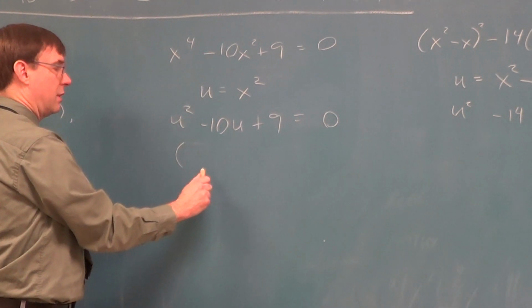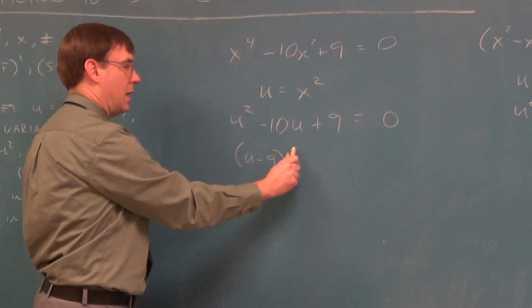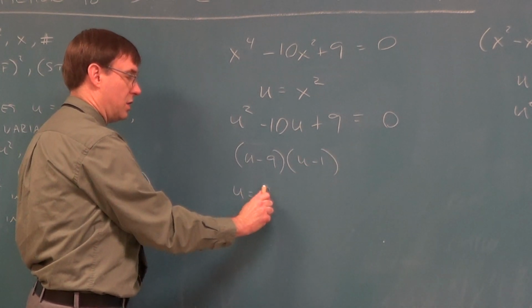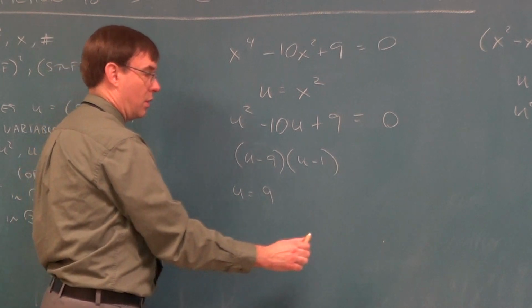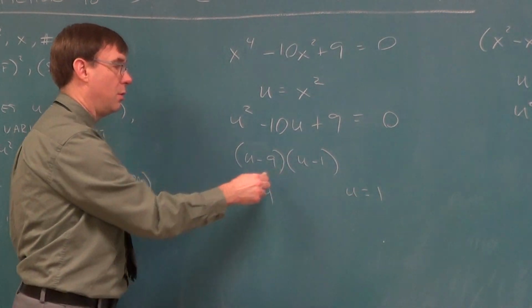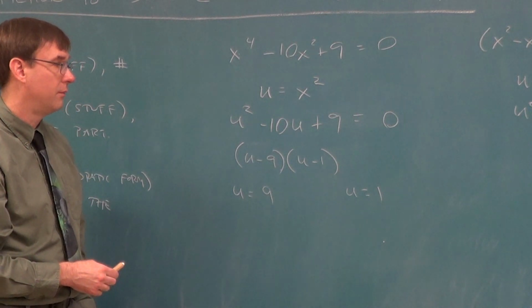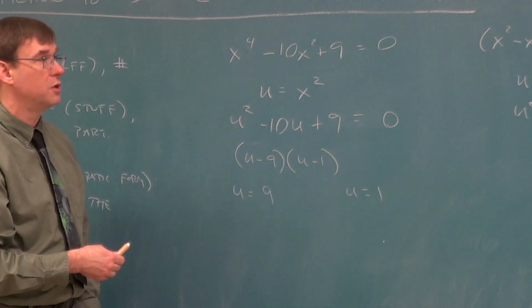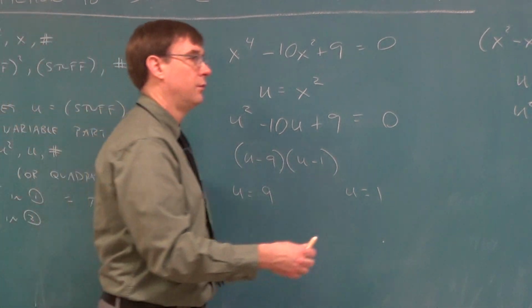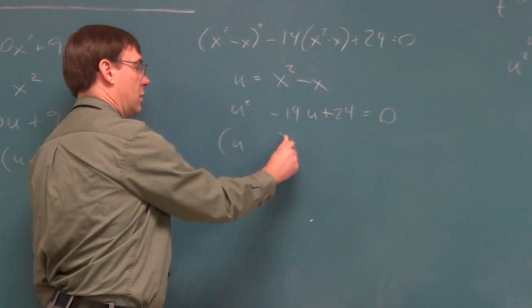But if I factor this, it's going to go u minus 9, u minus 1. And that would tell me that the u could equal 9. It would also tell me that the u could equal 1, because the solutions are always the opposite signs of the factor. But we're going to just proceed through all these problems and do that in the middle here. Factor, get answers.